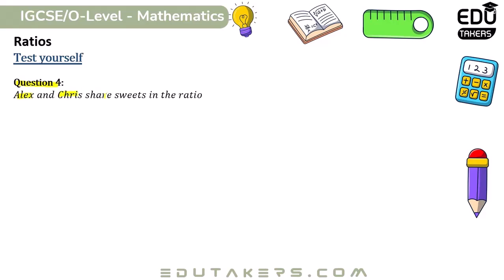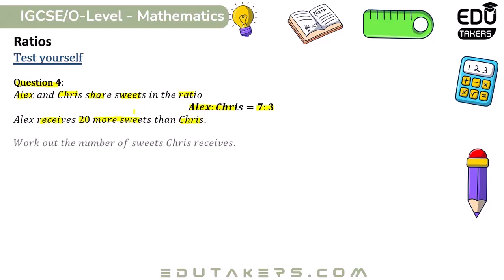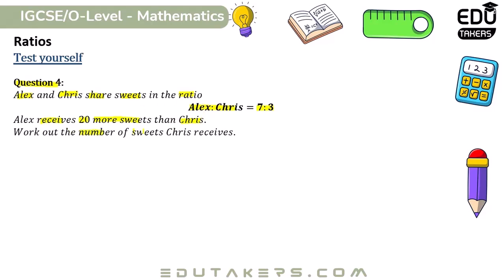Now question number 4. Alex and Chris share sweets in the ratio Alex to Chris is 7:3. Alex receives 20 more sweets than Chris. Work out the number of sweets Chris receives. It's a 2-mark question.